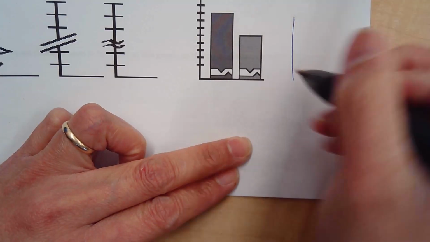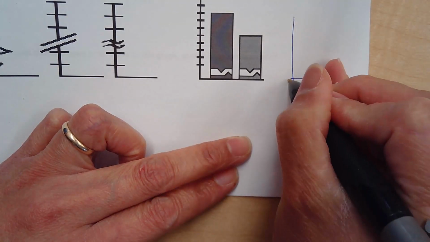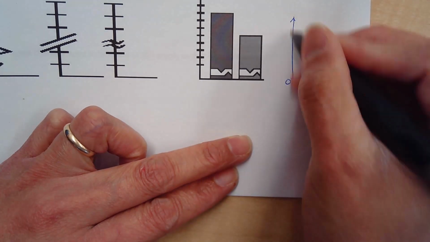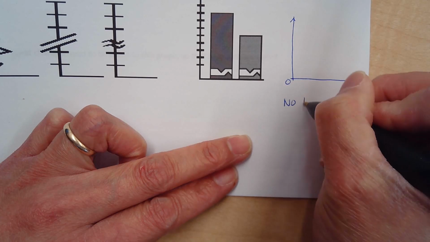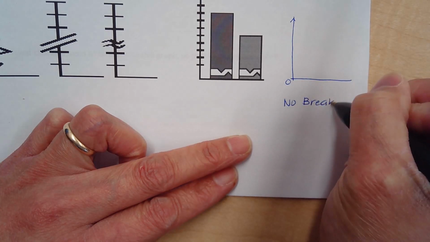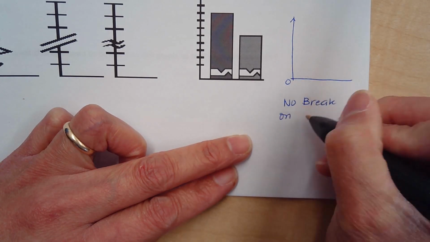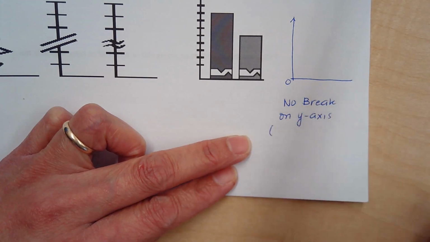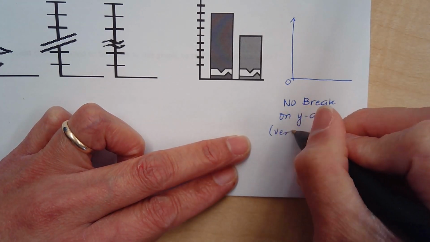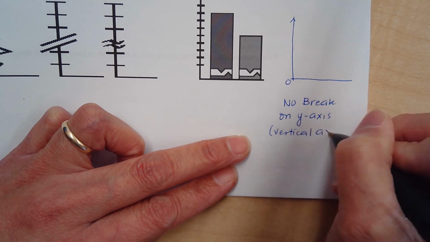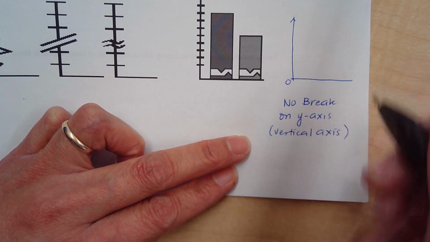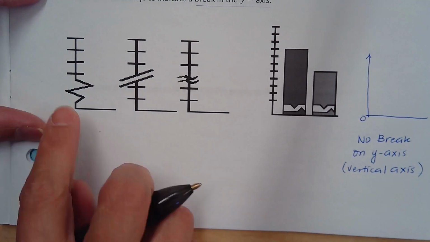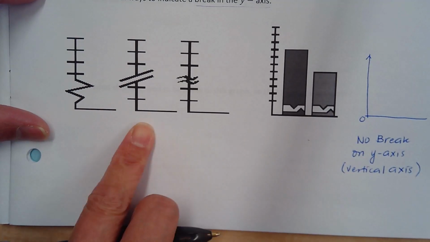The one that doesn't have a break starts at 0 and goes up. This is no breaks, on the y-axis or vertical axis. Okay, no break.